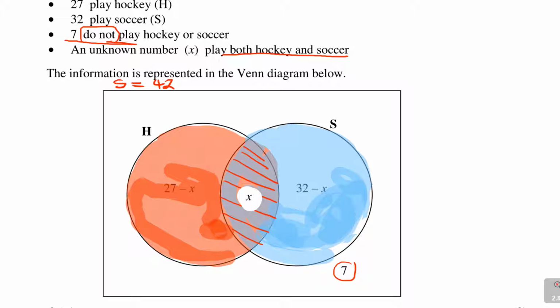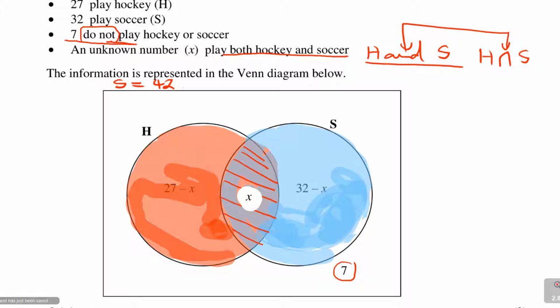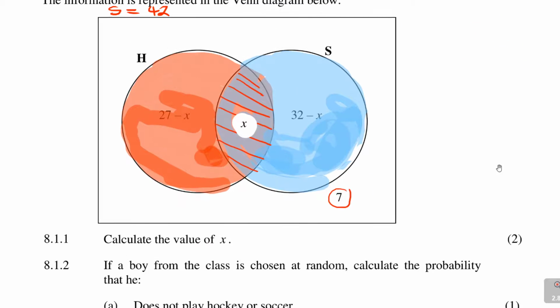So every time they're saying there is those who are playing both, in other ways we are saying hockey and soccer. That's what it means. Or hockey intersection soccer. So and means intersection in this case. All right. So if we're saying hockey and soccer, that is where we are saying it's what? It is X. It says the information is represented in a Venn diagram below. Now, what are they saying?